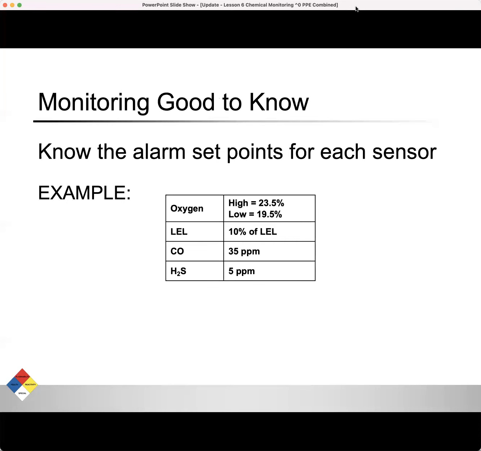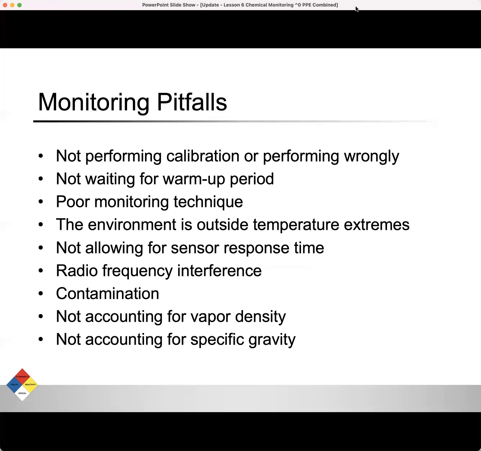Also, know the alarm set points for each sensor. For example, these are just general levels, alarm set points. Your monitor may be different. For example, with oxygen, we have the high 23.5% or low 19.5%. LEL, as I mentioned before, it's going to alarm at 10% of the LEL or above. With carbon monoxide, it's normally 35 parts per million, could be 50, depending on your monitor. And then H2S, commonly, it's set at 5 parts per million. It could also be 2.